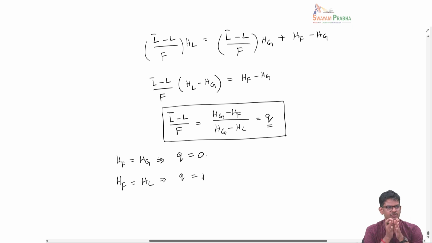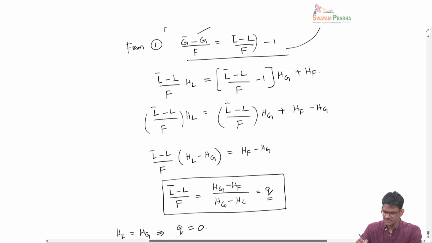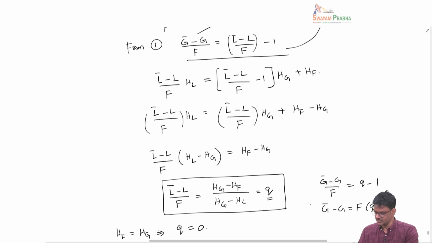So Q basically tells you how much heat is required to heat the feed to the saturated vapor divided by the latent heat. It is a kind of relative amount of heat that you need to heat the feed to the saturated vapor over the latent heat. So it's a heat ratio, and the Q value can be anything between 0 and 1. Now that I know the expression for L bar minus L by F equal to Q, I can also write that G bar minus G by F is equal to Q minus 1, or G bar minus G is equal to F times Q minus 1.